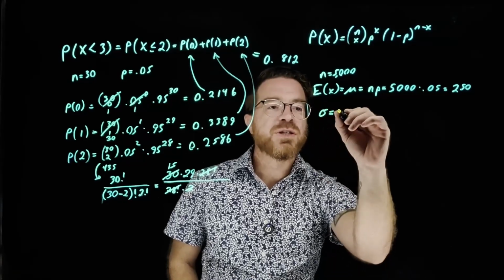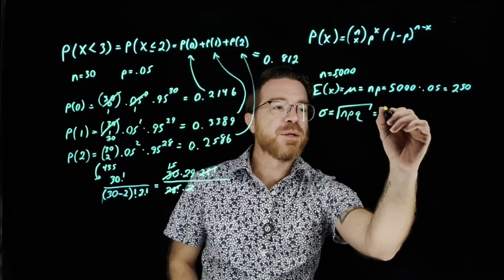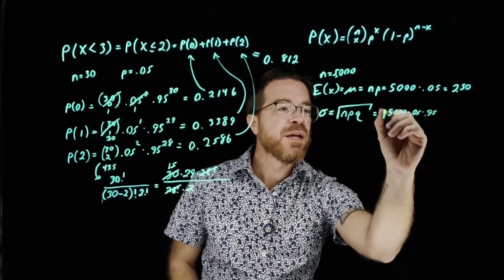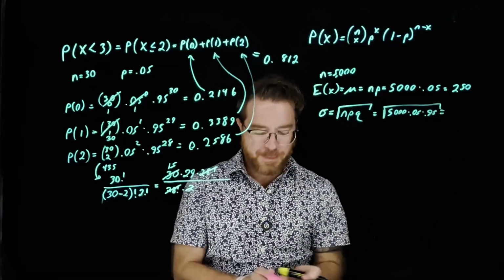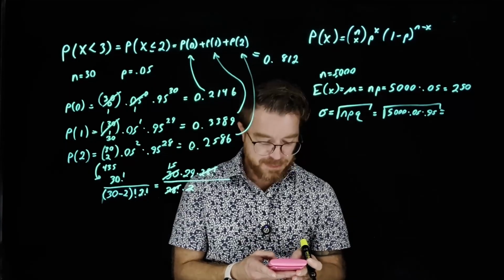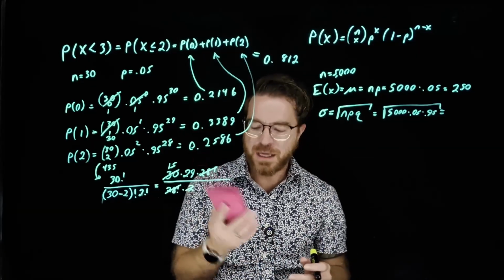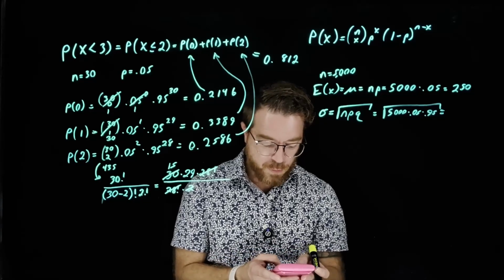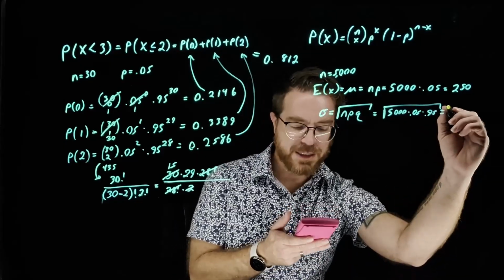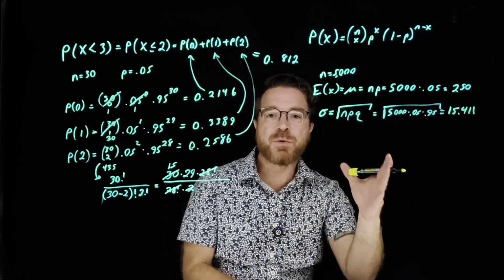So we have sigma, which is equal to the square root of N times P times Q. Plugging in our values, this is going to be the square root of 5,000 times 0.05 times 0.95, and then this will give us our standard deviation. So we take 5,000 times 0.05 times 0.95, and then, because I don't like to use the square root function, I'm actually going to use the caret function on the calculator to take this to the 1/2 power, because taking something to the 1/2 power is the same thing as taking the square root. And this is going to equal 15.411, meaning that this is how much we would expect it to deviate.